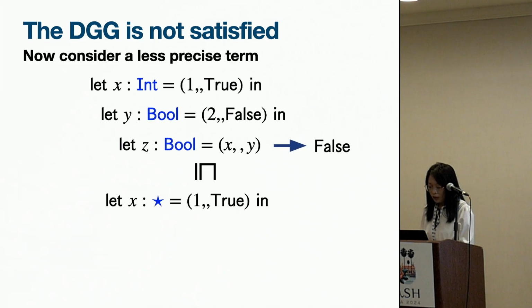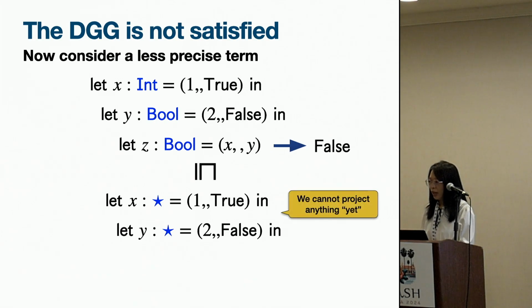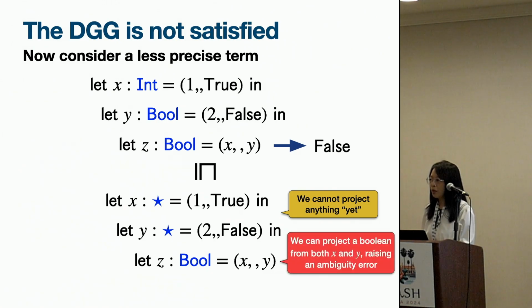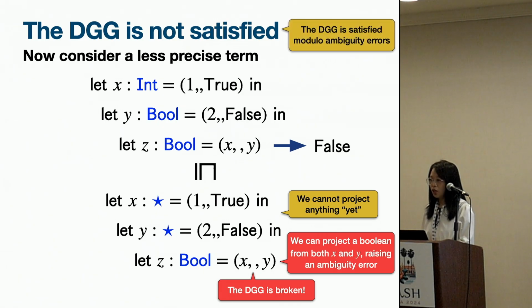But if we lose precision, for instance, now we say x is star, and y is star, and we don't know what to project. If we try to project bool from x and y, we are going to get an ambiguity error, because we don't know what to project, true or false. So DGG is broken. But we prove the DGG is satisfied, modulo ambiguity error.